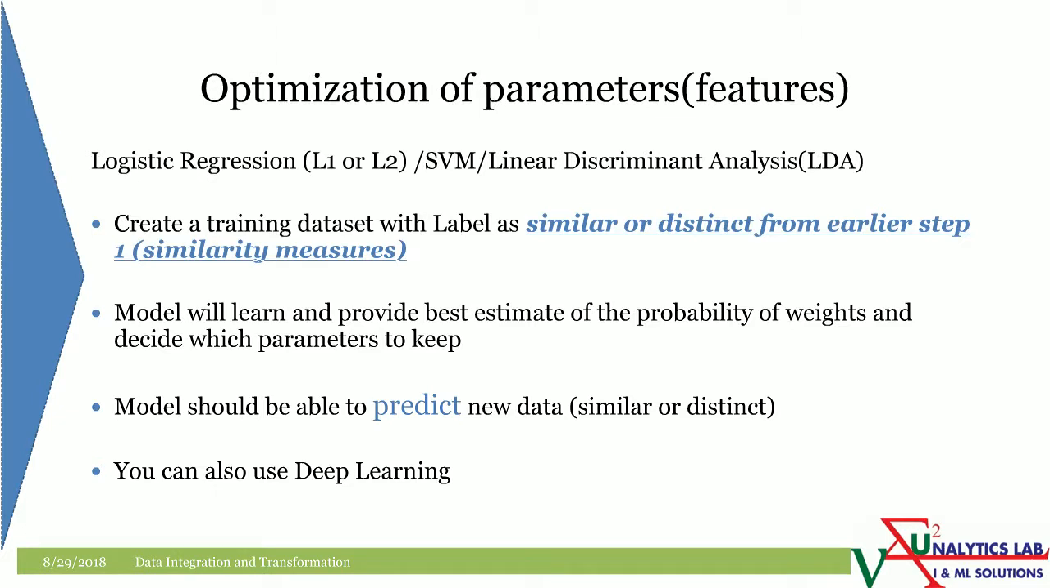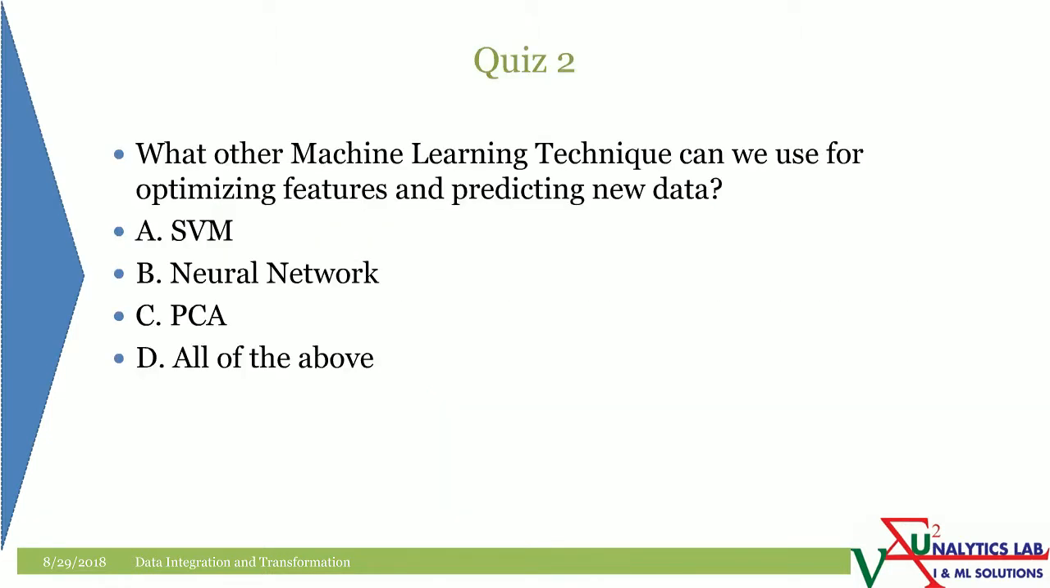We could adopt logistic regression or linear discriminant analysis. Once we have identified the similar records, we can label them as similar records and distinct records, and then build a model to see the probability weights of these features, and then eliminate the features that are not important and keep only the relevant ones. You could also use this model to predict on any new data going forward, any new source that you want to integrate, and it could identify whether it is similar or distinct based on the already trained model that you have. You can also use deep learning or any other techniques to solve this particular problem. And we have tried various techniques, which I will discuss in a few minutes.